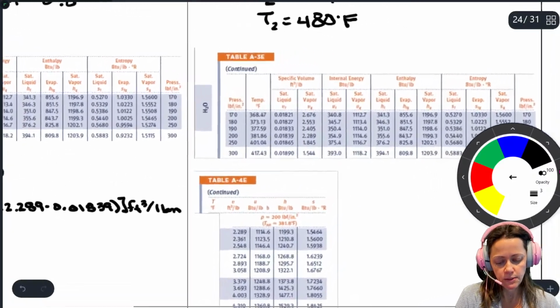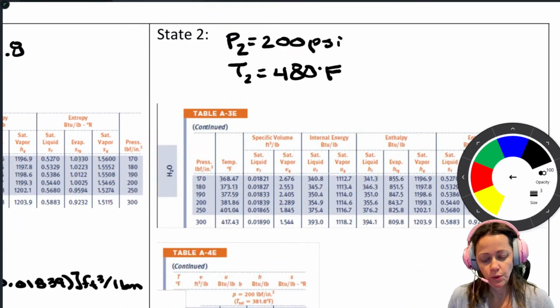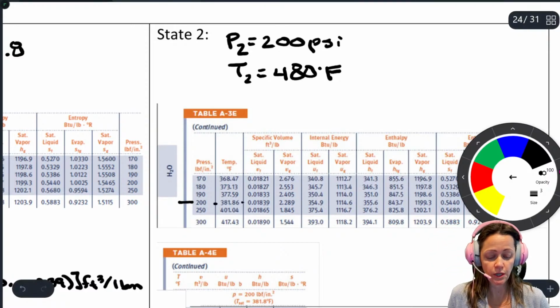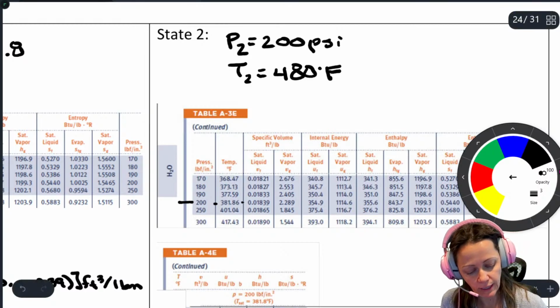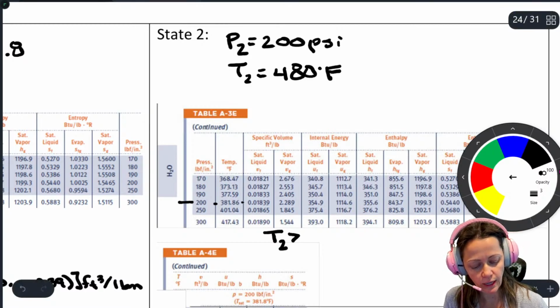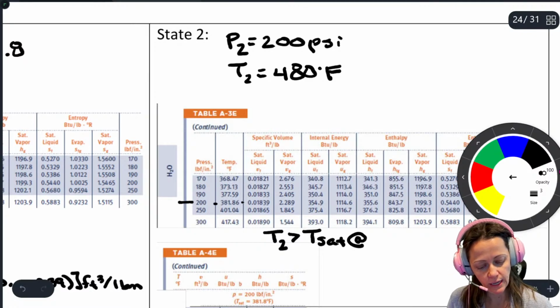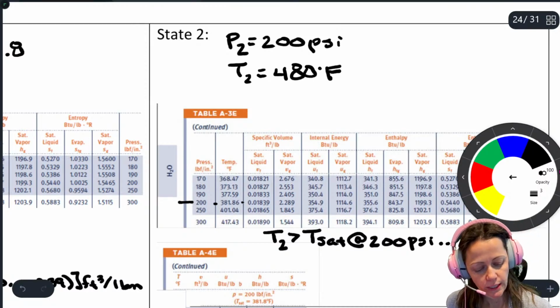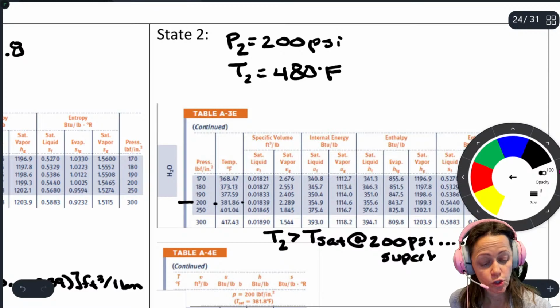All right, so now we got state 2. We're given the pressure and the temperature, and if I go to those saturated tables, which is where you're always going to go to fix your state, at 200 psi you can see that your saturation temperature is 381.86 degrees Fahrenheit, and so T2 is greater than that, and so you know that it is superheated. So this is T-sat at 200 psi. All right, so it's superheated, so you do need to go to those superheated tables.